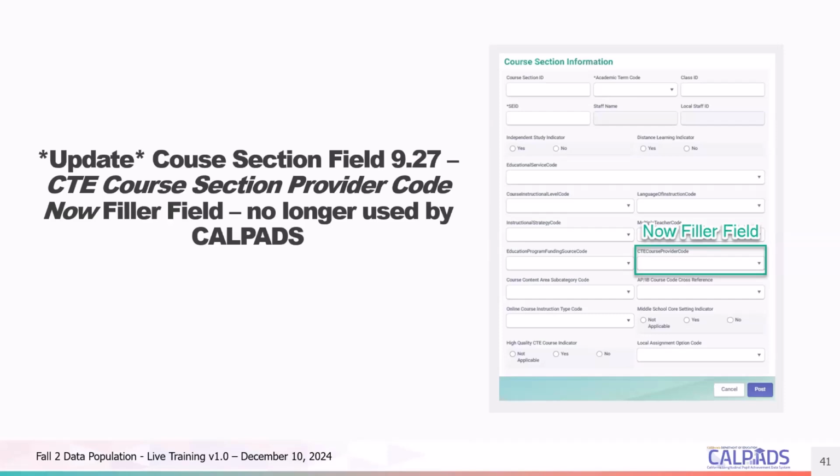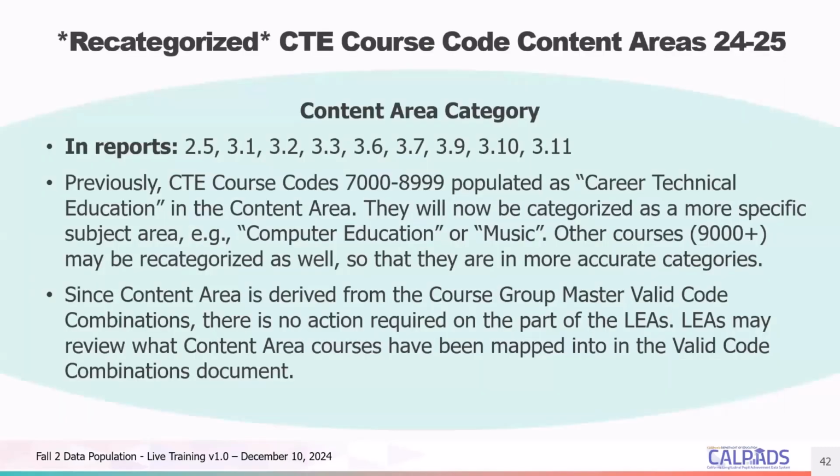The field formerly allowed LEAs to indicate whether the district or regional occupation center or program was the funding provider for CTE courses. But we are no longer collecting that information. The CDE is no longer collecting information on the funding sources for CTE courses. And so the CTE course section provider code field is now a filler field that will generate errors upon input if populated. There was another change to course section records involving CTE courses this academic year as well.